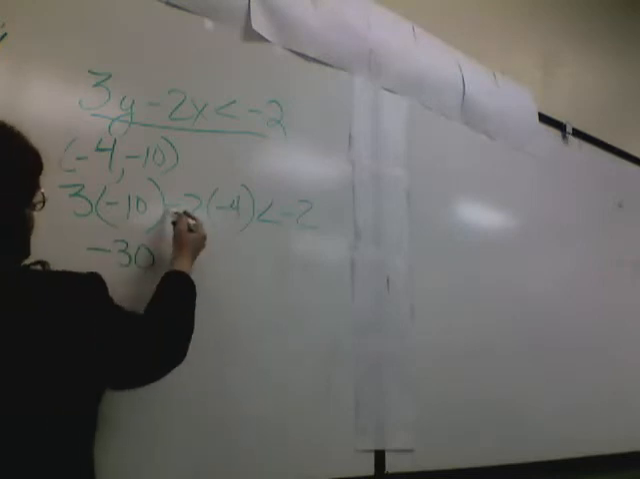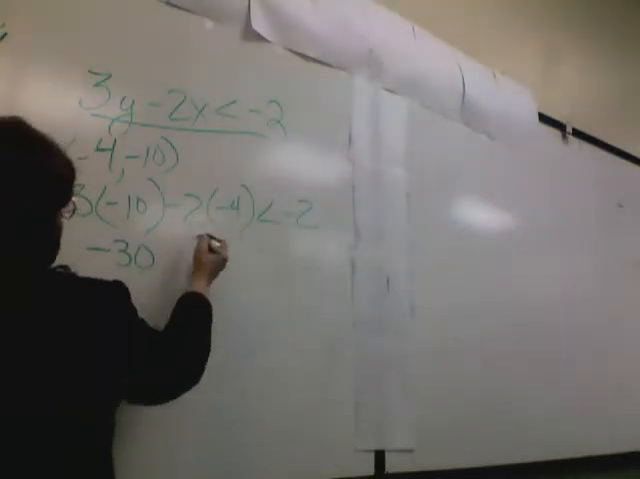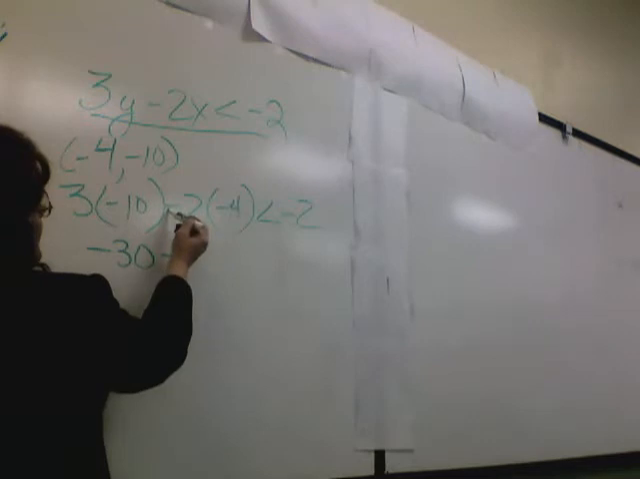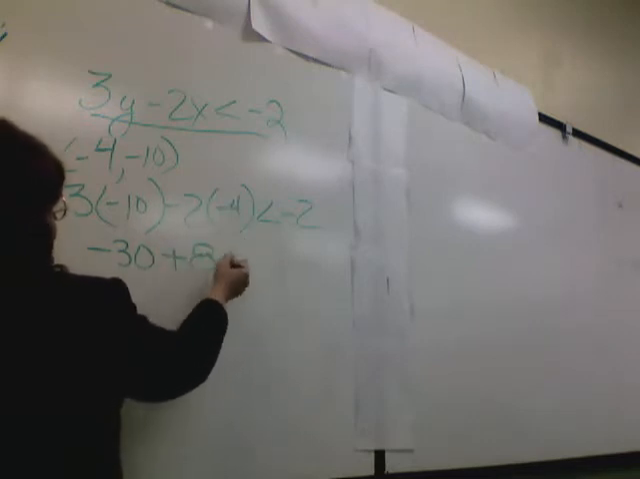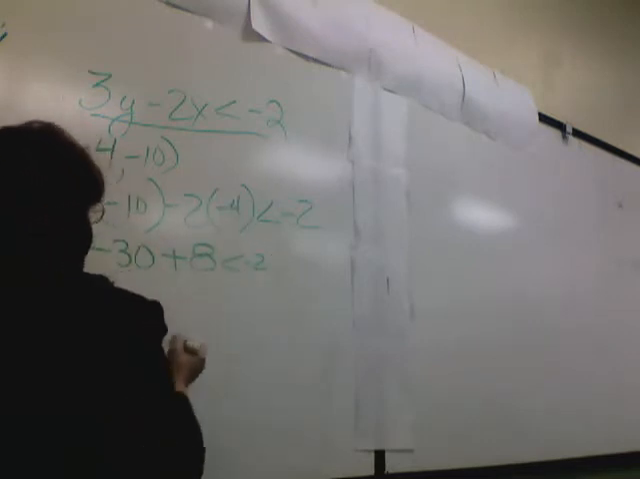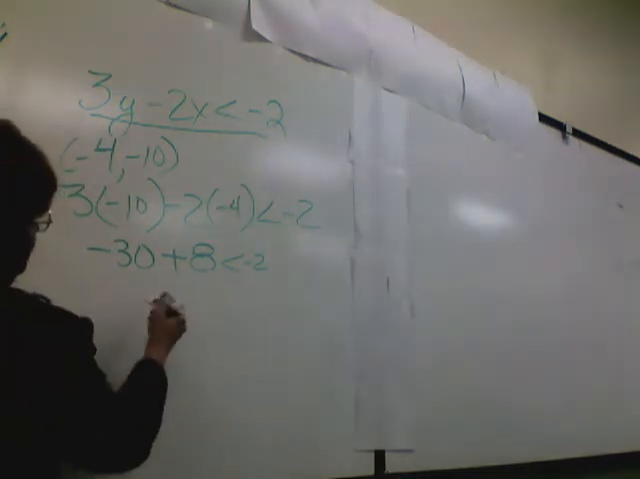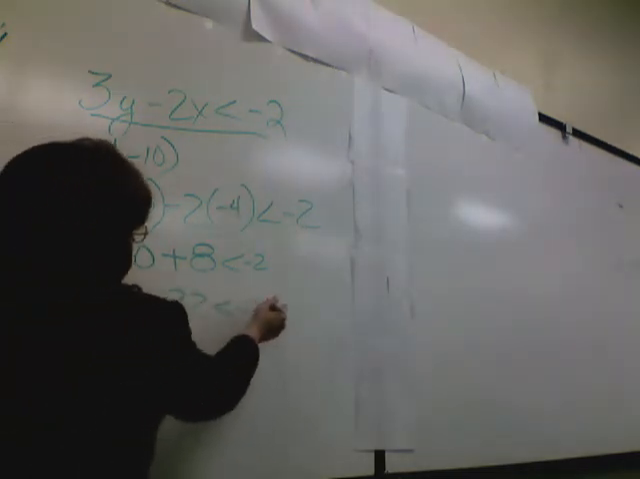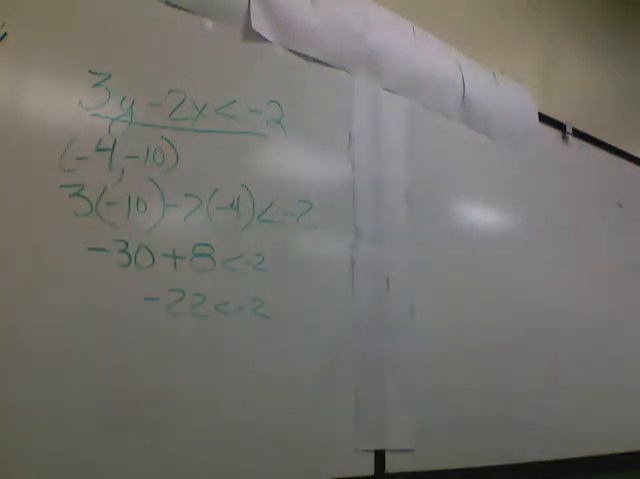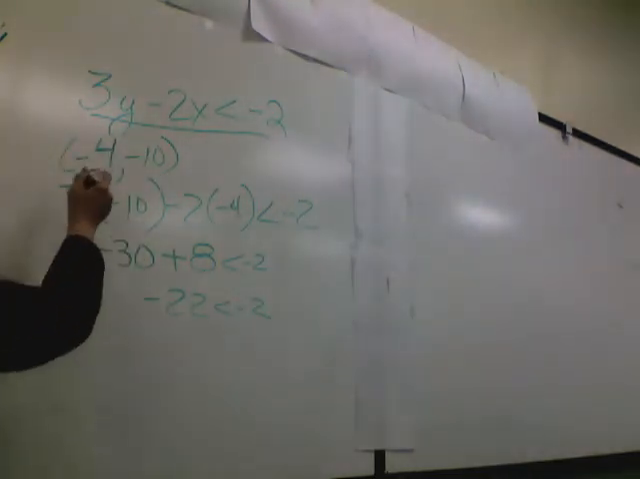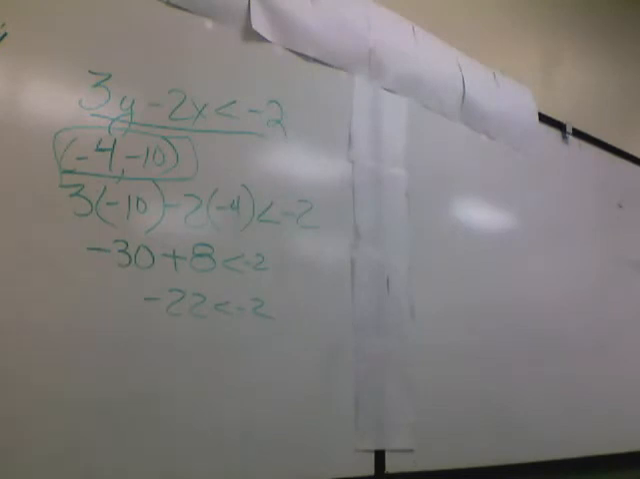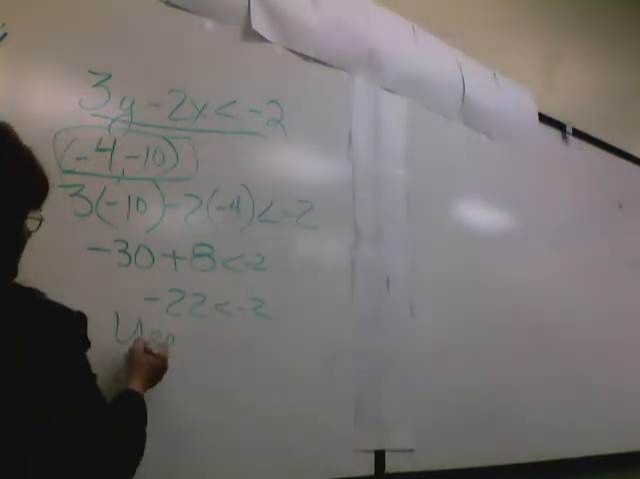-30. Positive 8. Plus 8, because it's negative times negative. Plus 8, is that less than -2? -22 is less than -2. Yes. So yes, this is a solution to the inequality, because that came out true.